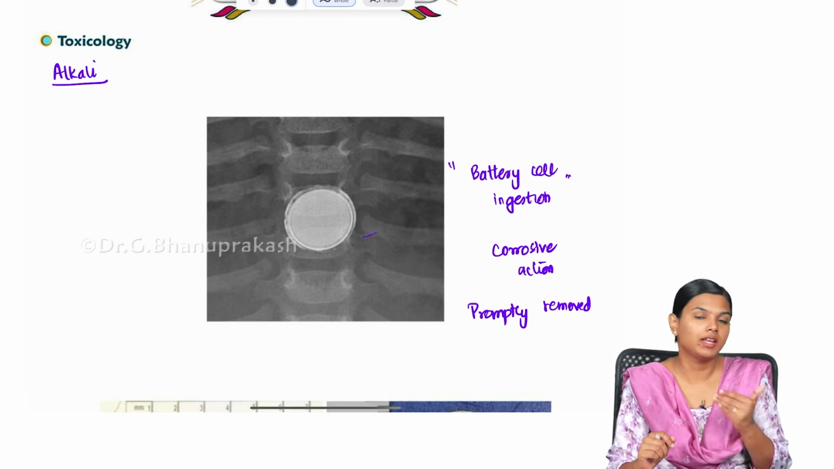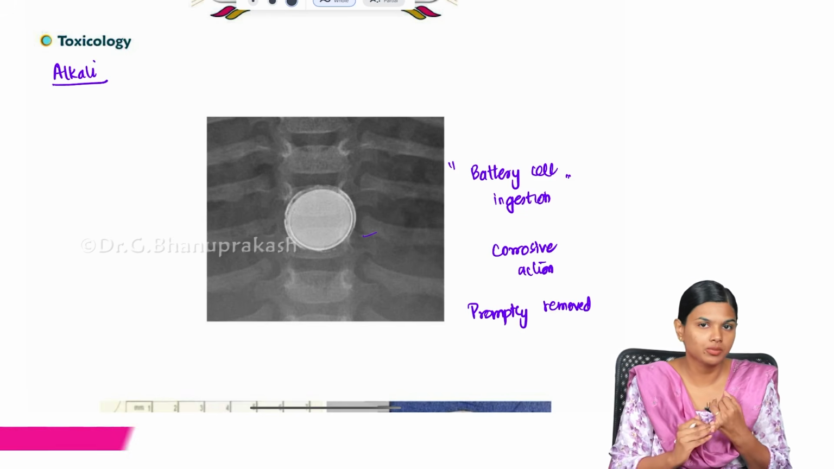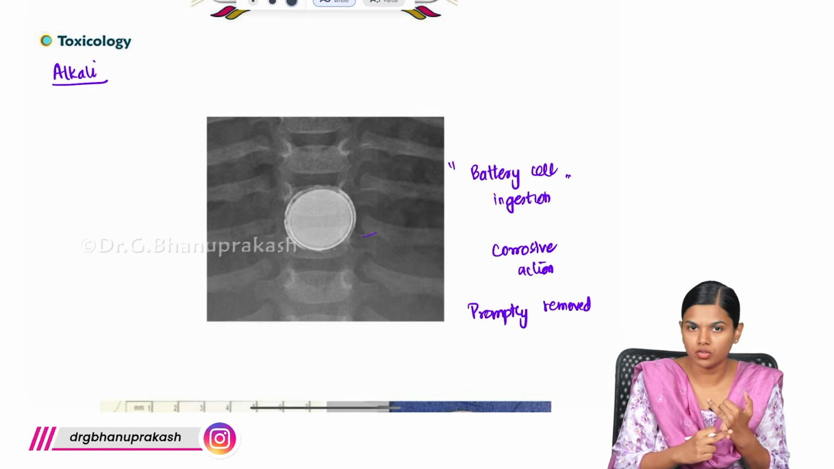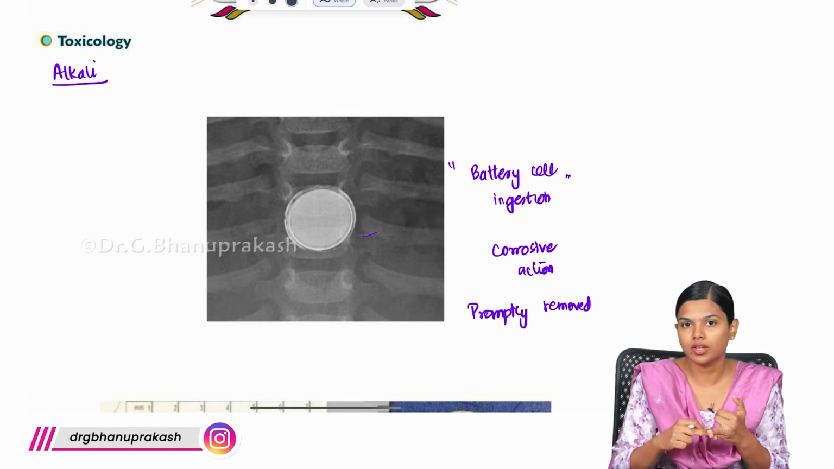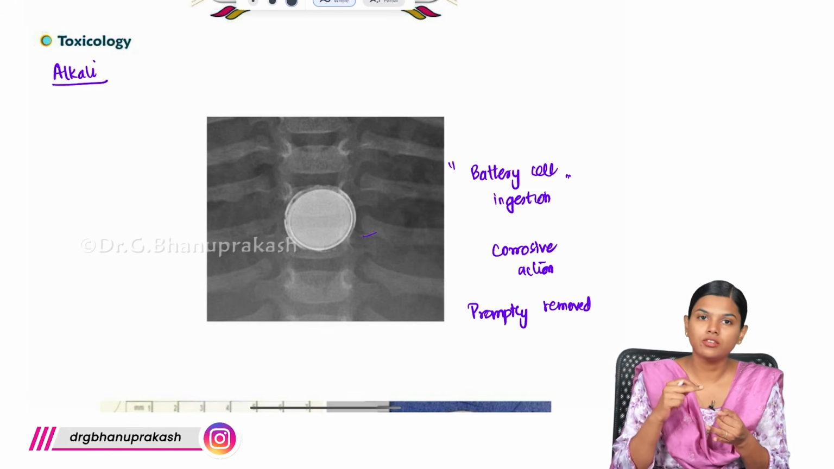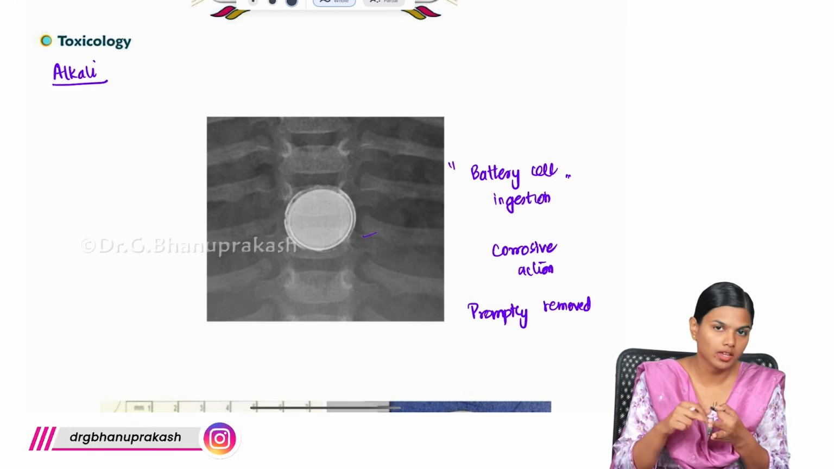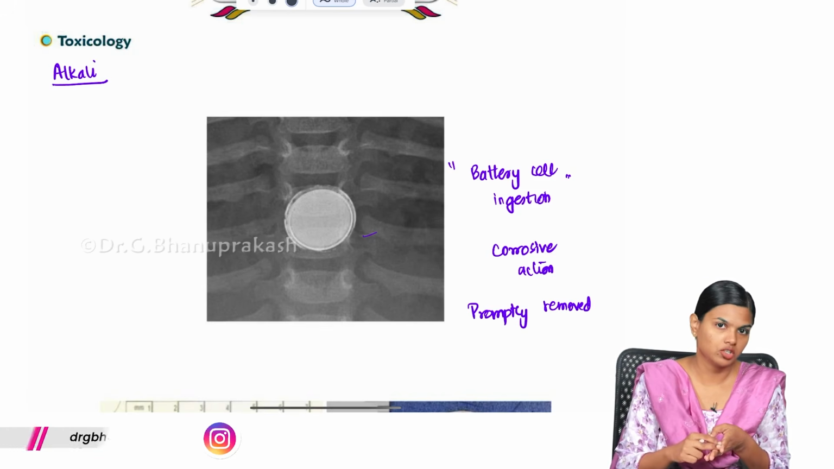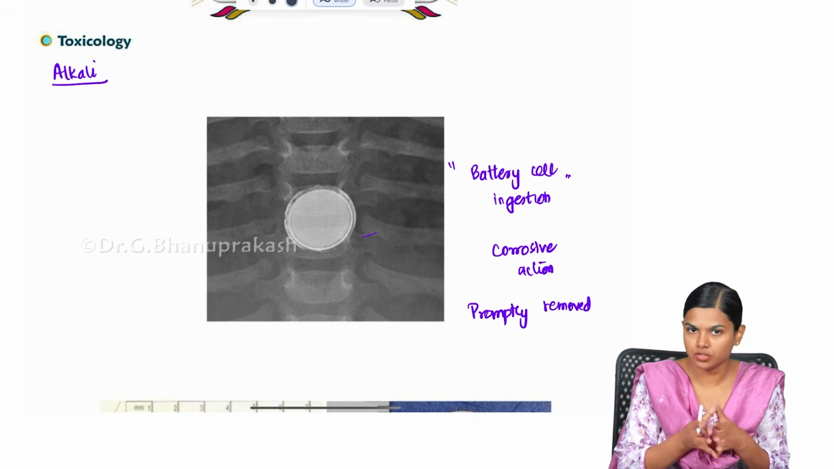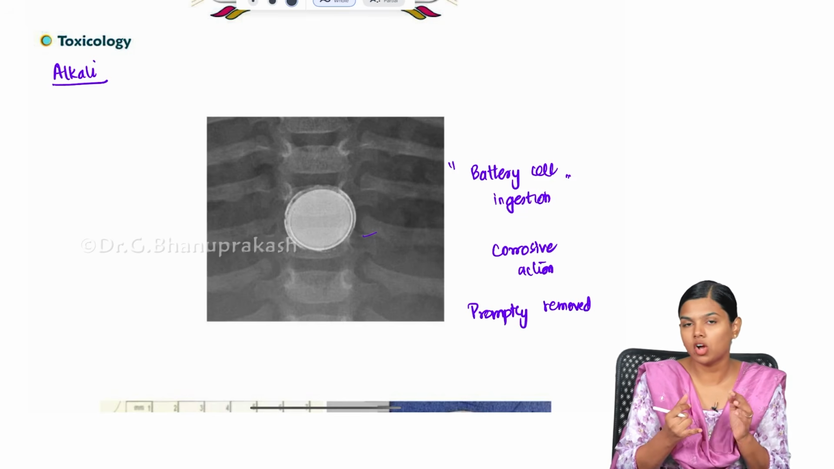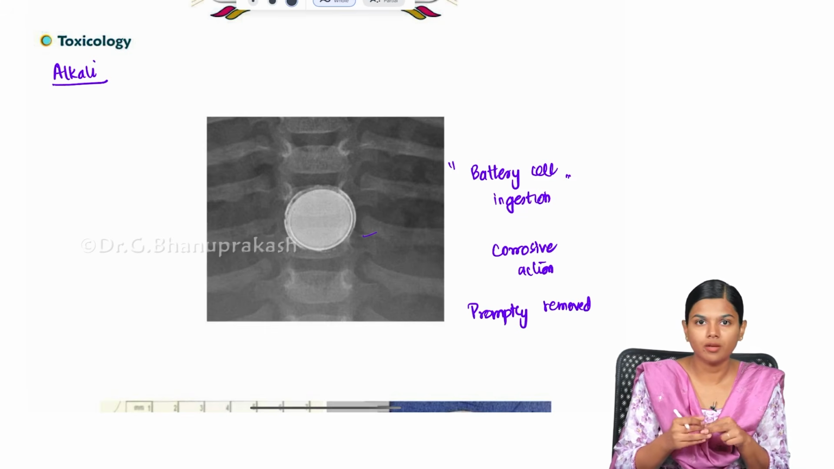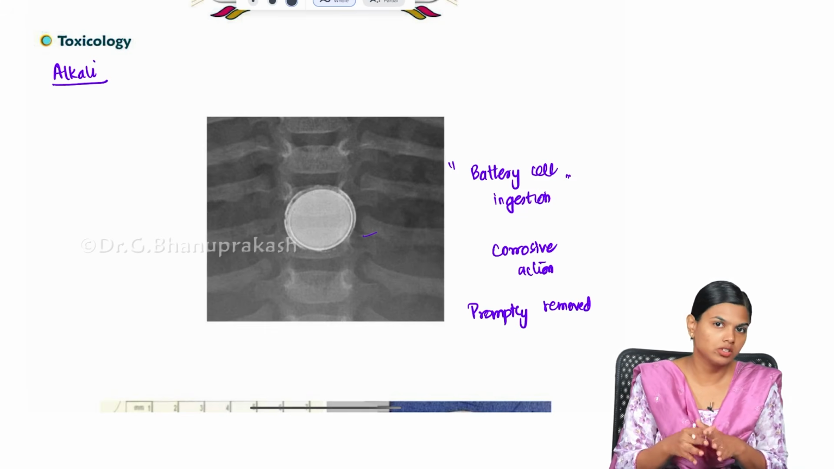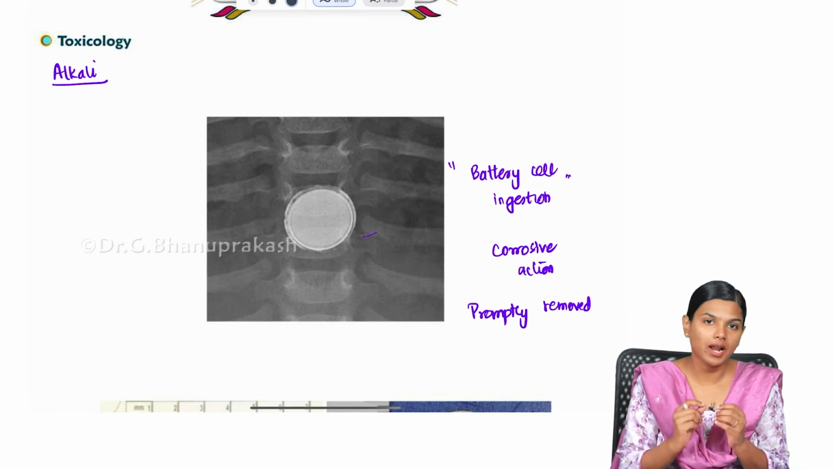In this, you mainly have to remember the postmortem appearances, like how the stomach mucosa will be and what you can see in the oral mucosa. For sulfuric acid, the changes are chalky white teeth, black discoloration, and blotting paper appearance of the stomach. For carbolic acid, you have carbolism and carboluria. These are very important in corrosives, and for alkali you have battery cell ingestion.